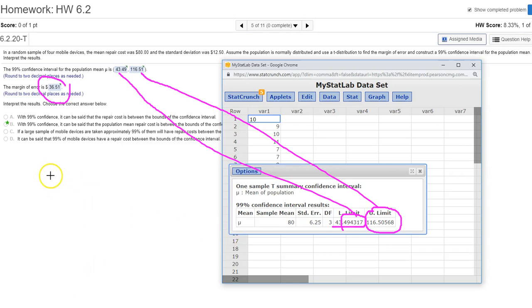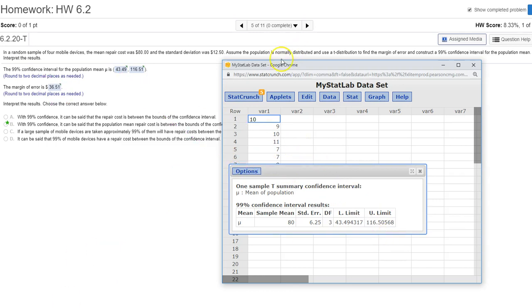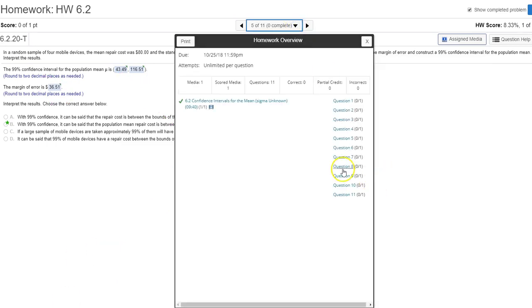So I'm simply going to go ahead and subtract upper limit 0.51 minus lower limit 43.49 divided by 2, and that should give me 36.51. Okay? Alright, now moving on to problem number 8.